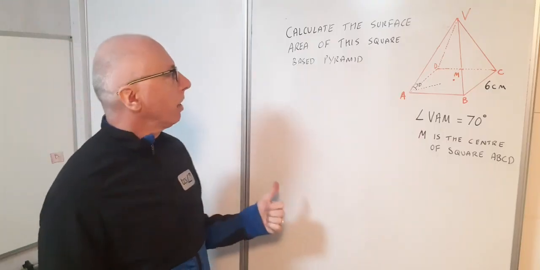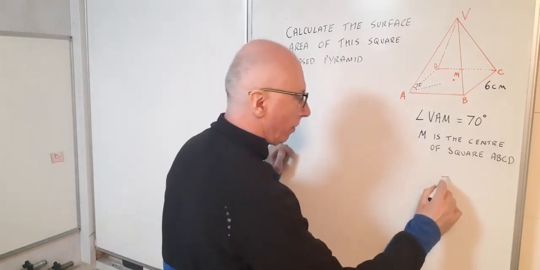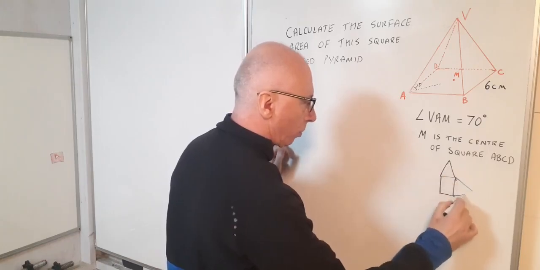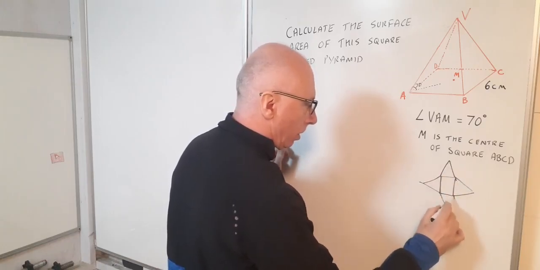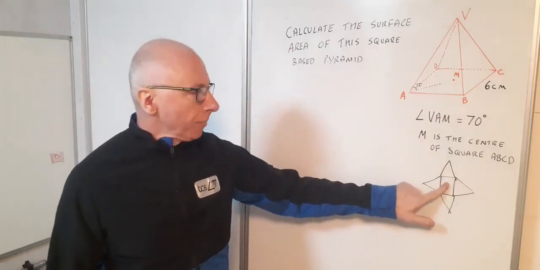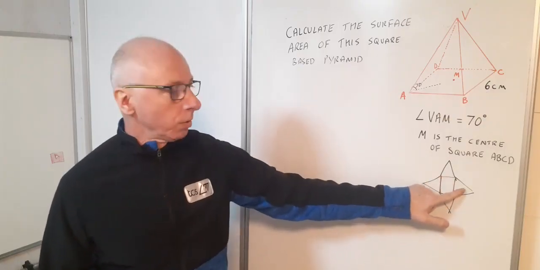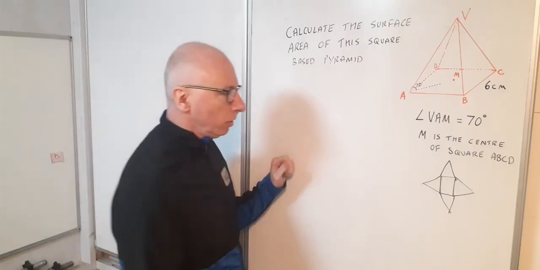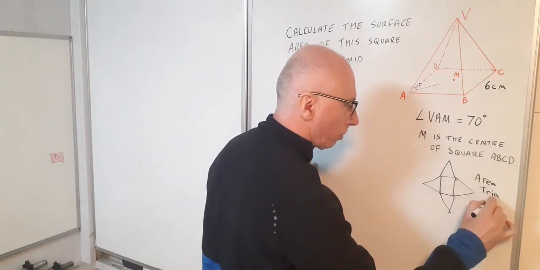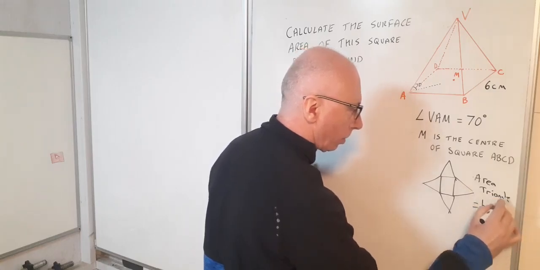So surface area of the square base pyramid. If I just draw the net first, so then I'm going to have my square base, then off that I'm going to have my 4 triangles. So the technique has to be the area of this square, that shouldn't be a problem, size of 6, and then we need these 4 triangles. So area of a triangle, this is going to be our goal, is base times height over 2.